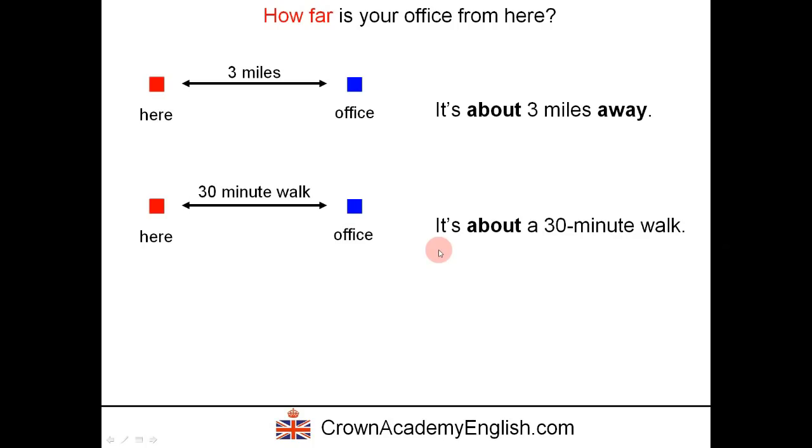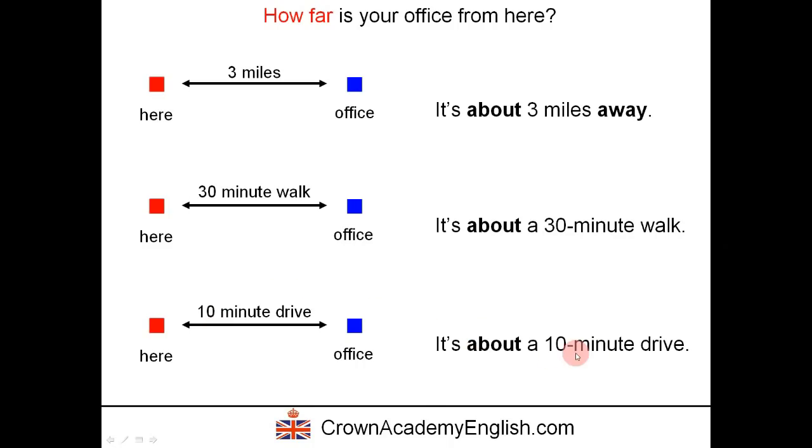But what about if we're not walking? What about if we're driving in a car and we want to measure the time? Well, we can say it's a 10-minute drive. It's about a 10-minute drive. And again, about means approximately, not exactly. And we can also say it's about a 10-minute drive away. That is fine. And we can also say it's about a 10-minute drive from here. So these are all very common ways of describing distance.